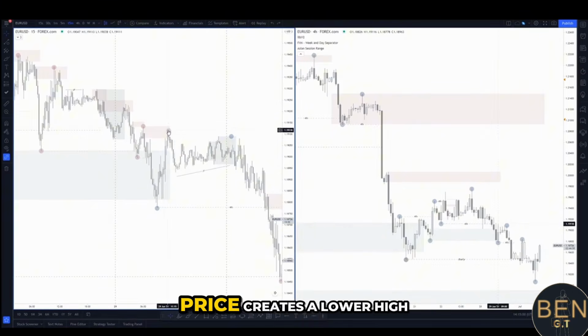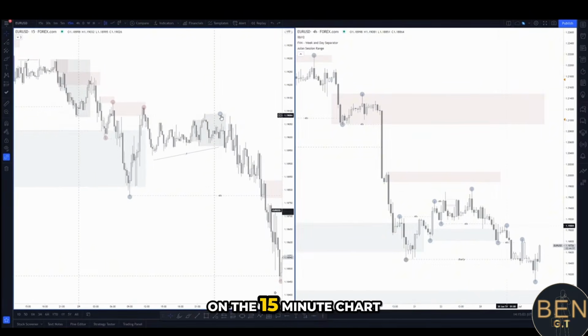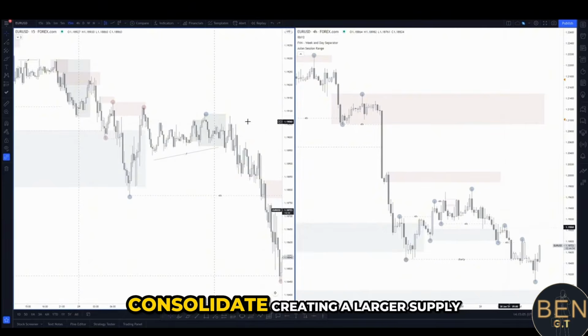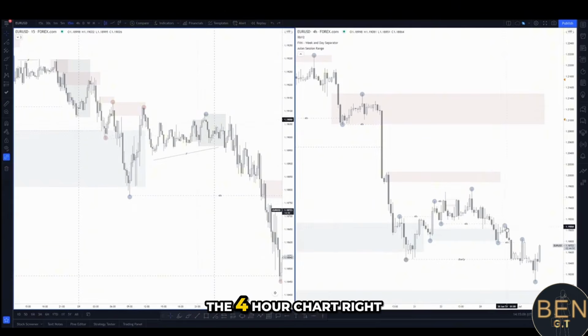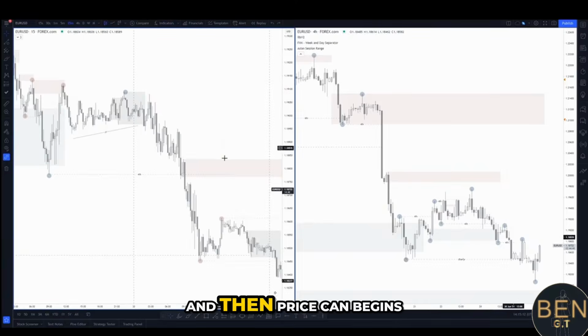We can see price creates a lower high on the 15-minute chart, consolidates, creating a larger supply zone that we can see on the 4-hour chart right here. And then price begins to move to the downside. We create a new lower low on the 15-minute chart.